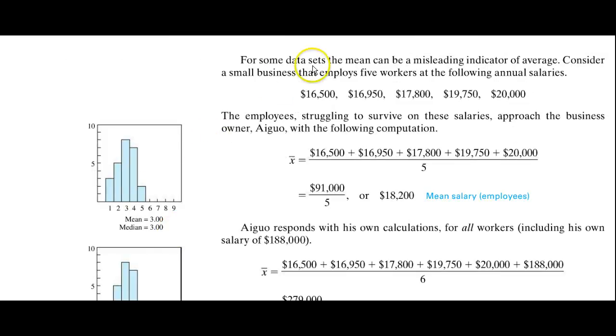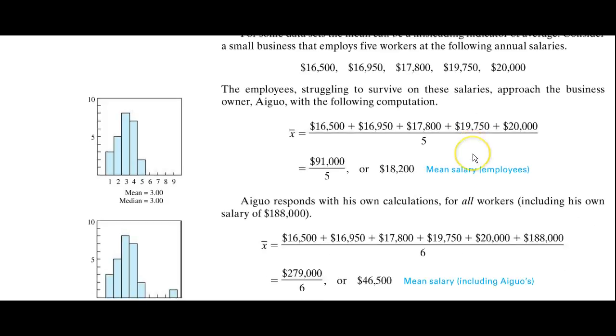Now, they're saying that in some cases, depending how you organize your data, we can have a company with 6 employees, or the owner and 5 workers. If you just took the 5 workers and divided by 5, you would get the average salary of workers as this.